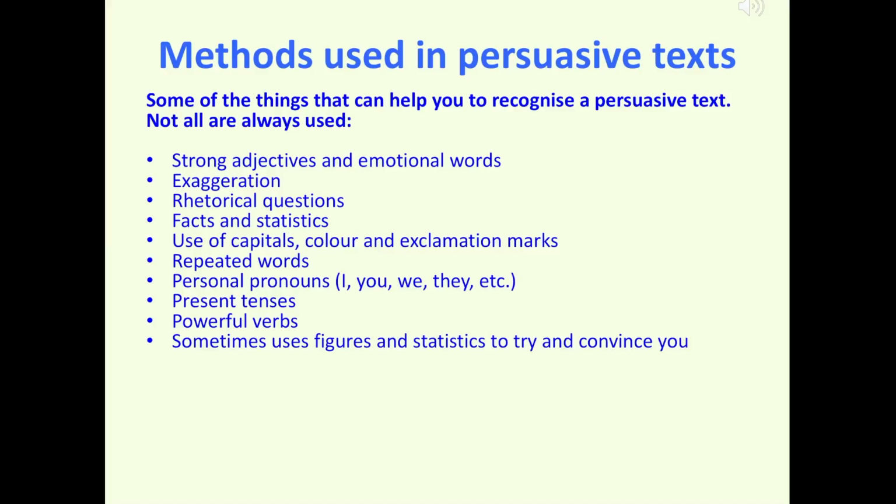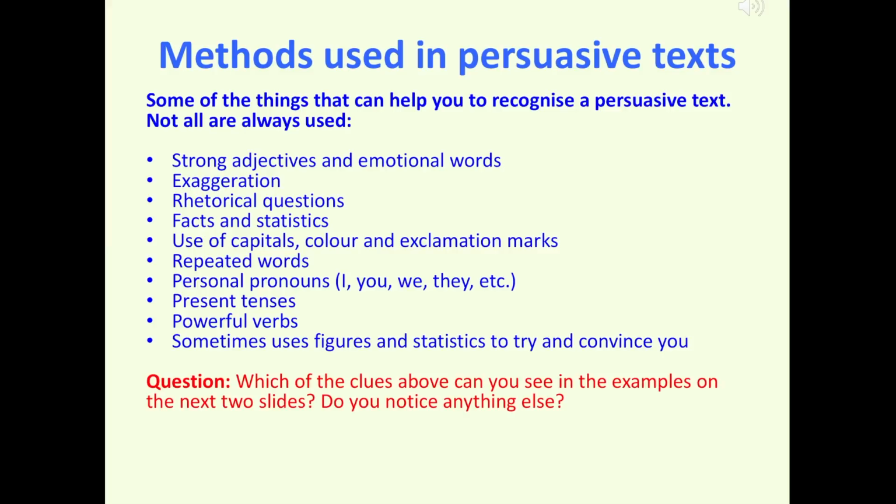Persuasive texts sometimes use figures and statistics to try and convince you. Numbers can often be used to let you know how many other people are persuaded by this. Which of the clues above can you see in examples on the next 2 slides? Do you notice anything else?